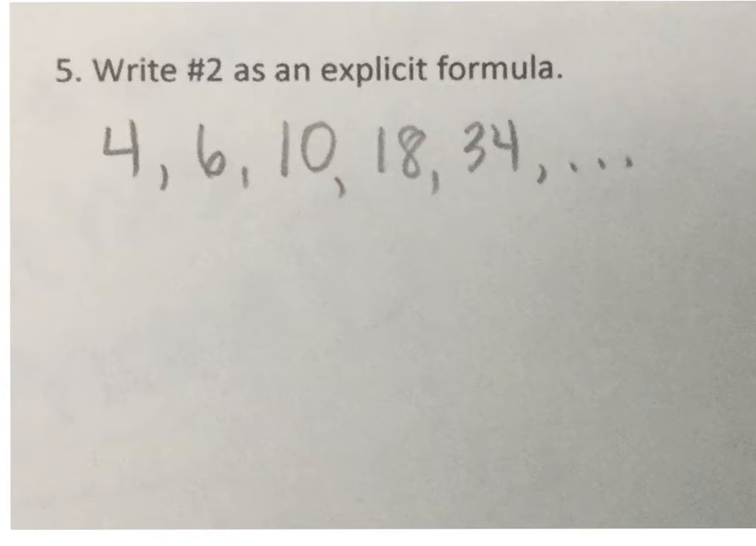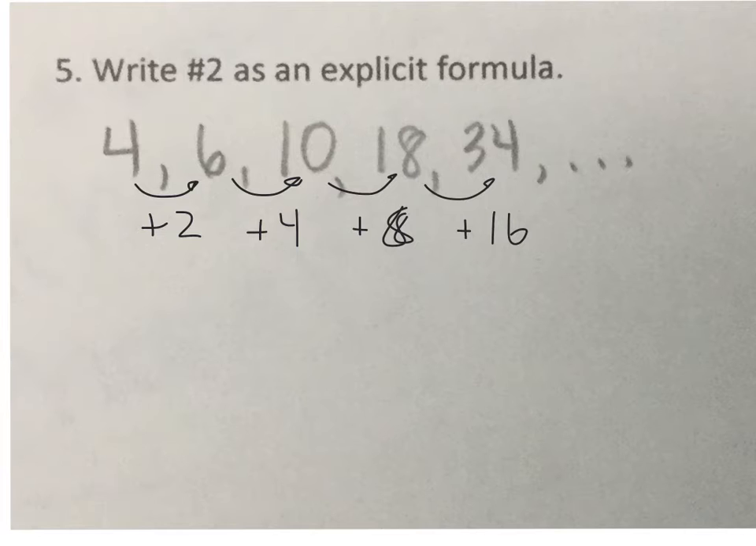Okay, so how we do this is we try to find a common difference. So from 4 to 6, I'm adding 2. And from 6 to 10, I'm adding 4. And from 10 to 18, I'm adding 8. And from 18 to 34, I'm adding 16. So I notice that there is no common adder at the first iteration. Okay, if there is, then you have yourself a linear equation, and it's just an arithmetic sequence, and you can write the formula from that.